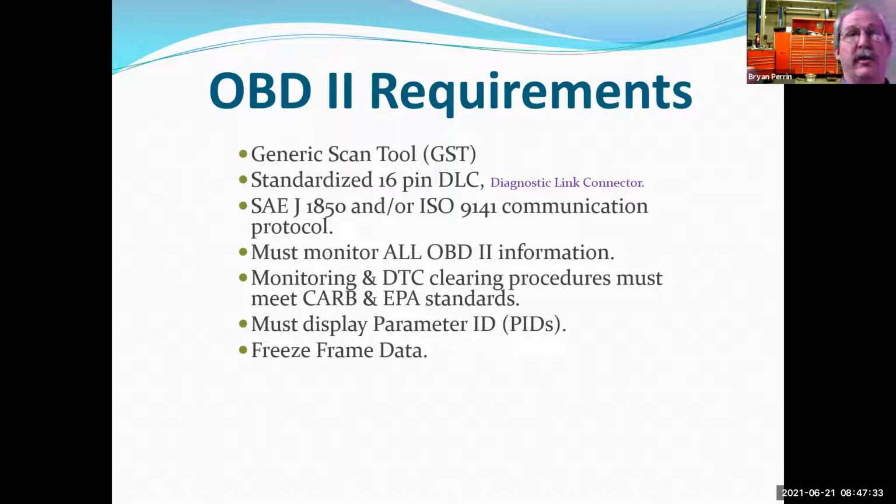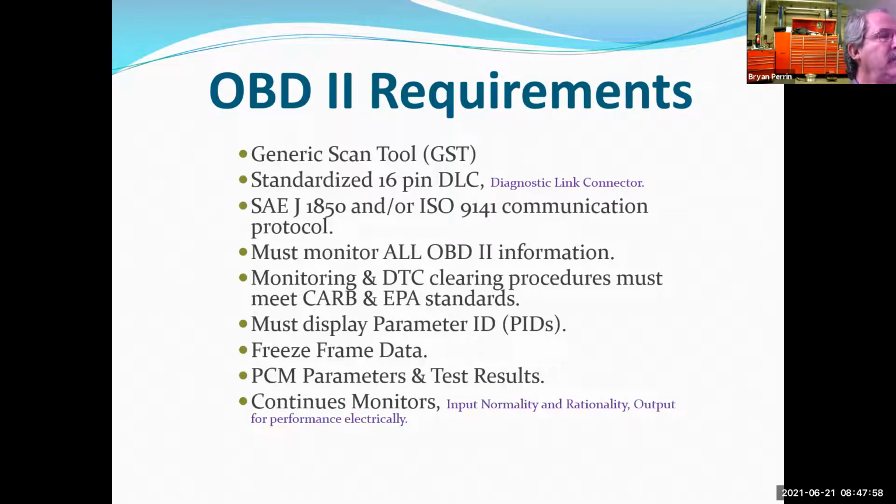So old school, you had to kind of figure out what you thought might be wrong. Maybe you had one of the 10 codes it supported and you're underneath the hood with a meter, lab scope, whatever, thinking about what could be wrong and testing things because you had no way of getting that data. Freeze frame data is required. PCM parameters and test results are also required to be displayed, which is our mode 6. Continuous monitors. Input normality and rationality. Output circuits performance electrically only.